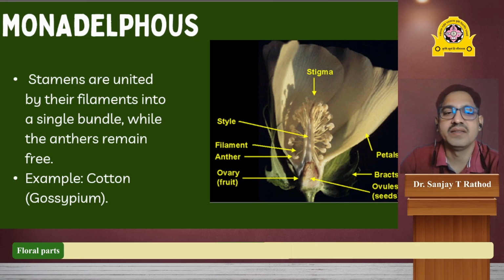What does monadelphous mean? For example, in cotton, you might have seen the androecium of the cotton, where the stamens are united by their filaments into a single bundle at the base, and the anthers remain free. That's why it's monadelphous. Mono means single. Stamens are always united by their filaments into a single bundle. While emasculation, that's why we just give the cut at the base of the androecium so that the complete androecium will get removed.